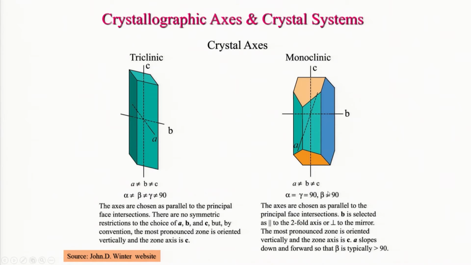Whereas, in case of the monoclinic crystal system, as I have shown you here, this blue colored face is parallel to the mirror plane, and orthogonal to it you have this B crystallographic axis here, and your mirror plane is this one here. So, in that mirror plane you will have A and C here. C remains vertical, A is slightly inclined, so that A angle C is not equal to 90 degrees here.